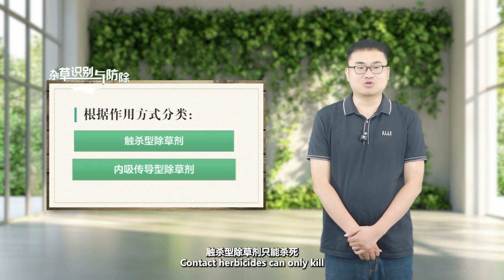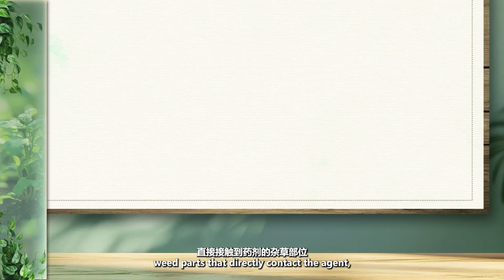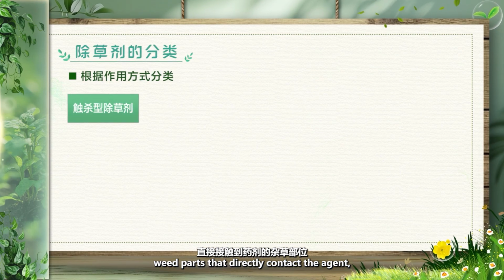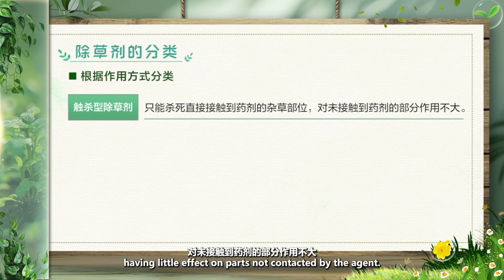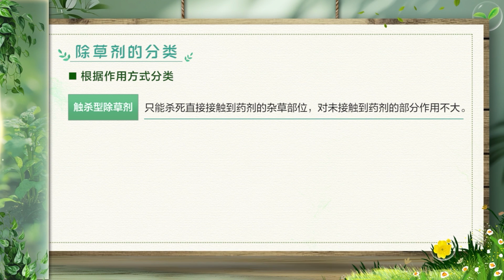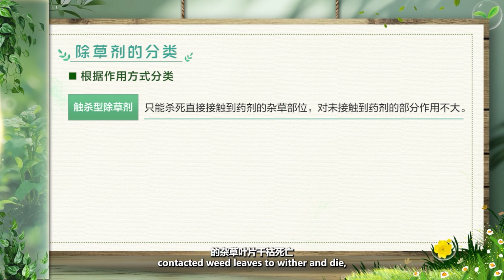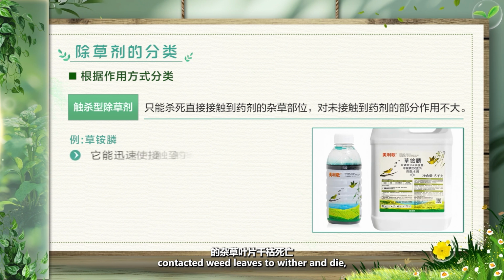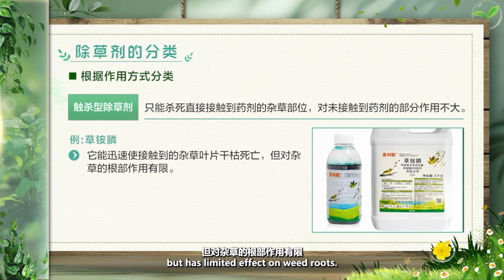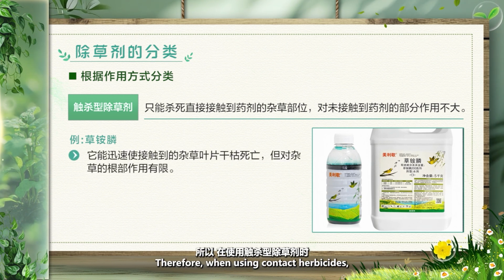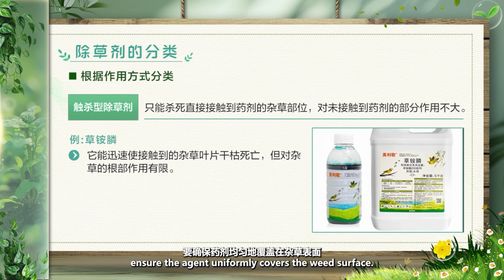Contact herbicides can only kill weed parts that directly contact the agent, having little effect on parts not contacted by the agent. For example, glufosinate can rapidly cause contacted weed leaves to wither and die, but has limited effect on weed roots. Therefore, when using contact herbicides, ensure the agent uniformly covers the weed surface.